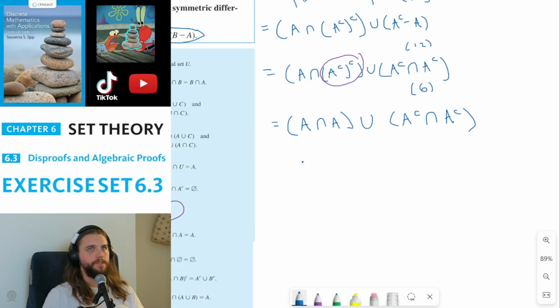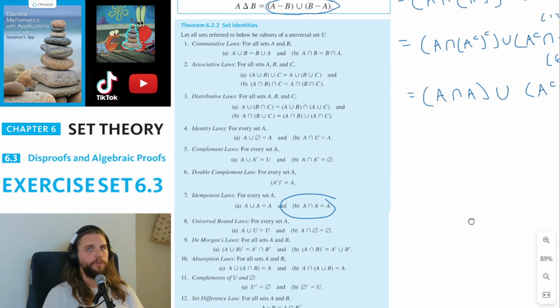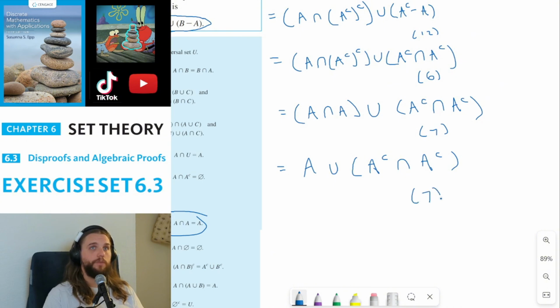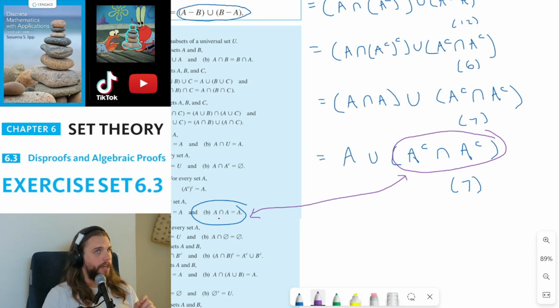Let's go back a few steps. So let's first apply the idempotent law to A intersection A. Now the idempotent law says that A intersection A equals A. That's rule number 7. Now we can actually apply rule number 7 again to this A complement intersection A complement. Now notice that there is a difference between these two, but the law is more of a formula. This A can be any set, including A complement. So long as you're taking the intersection of a set with itself, you're going to get that set as a result, according to this law.